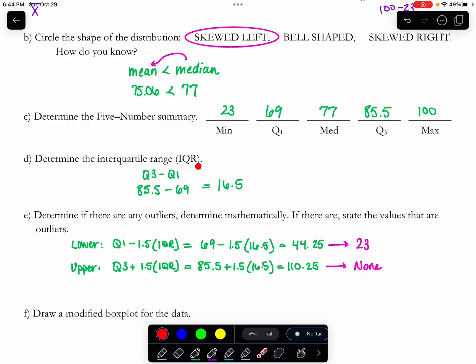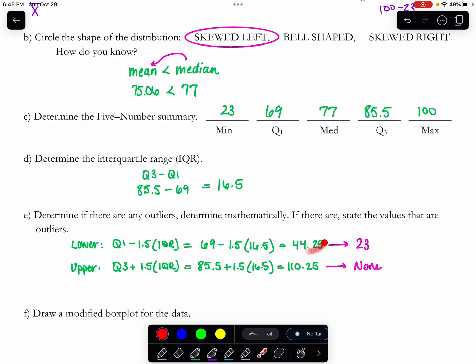This IQR, its main use, other than showing us where the middle 50% of our data lies, is that it also helps us find any outliers. So we're going to find our lower and our upper fence mathematically. We're going to take our first quartile minus 1.5 times the IQR. So we're going to take our first quartile, 69, minus 1.5 times that IQR and get 44.25. We'll do something really similar to find our upper fence. We'll take our third quartile, we'll add 1.5 times the IQR. So third quartile plus 1.5 times 16.5 gets our upper fence.